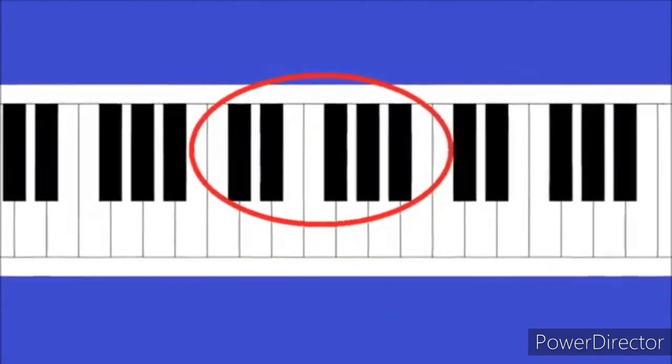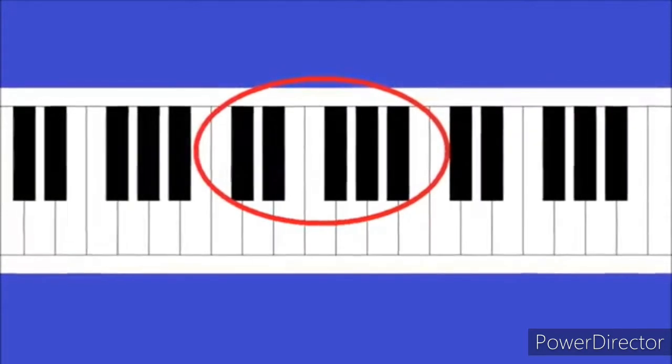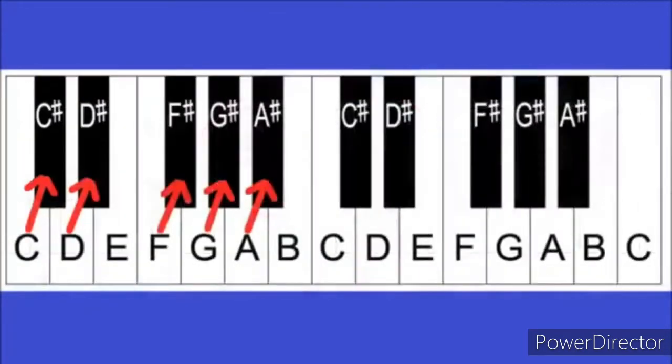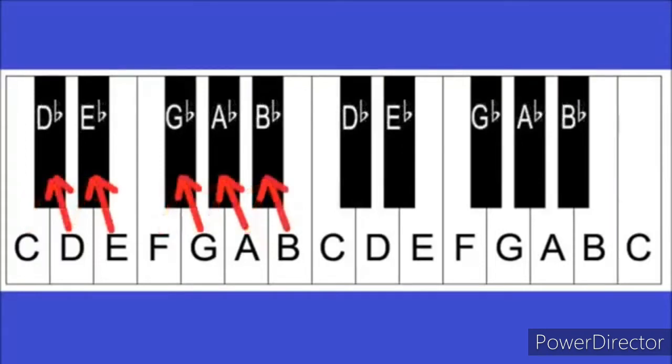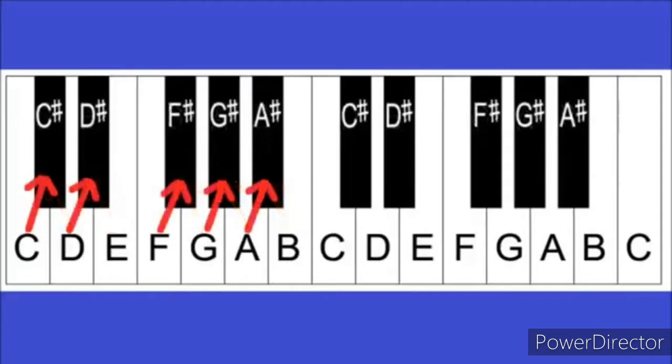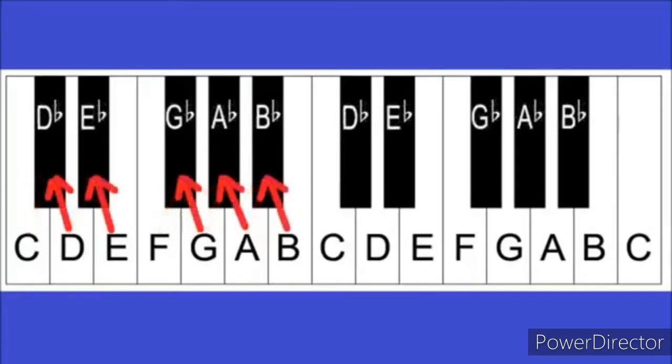Let me explain. To put it in very simple terms, on piano, sharp means to play the key to the right of a key, and flat means to play the key to the left of a key. In other words, sharp means to go right by one key, and flat means to go left by one key. Are you understanding?